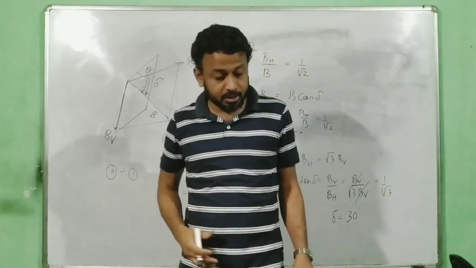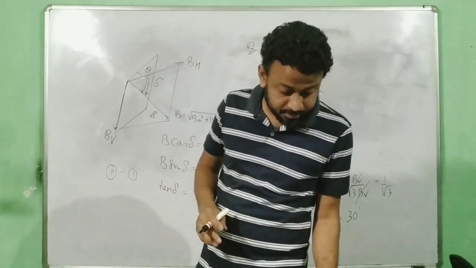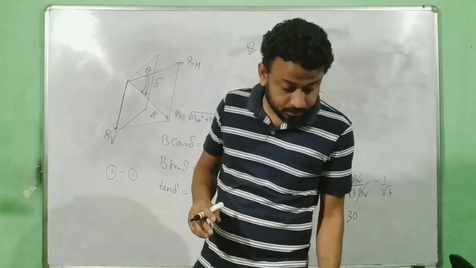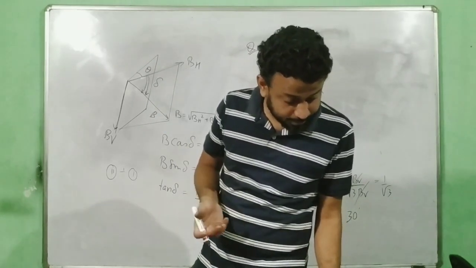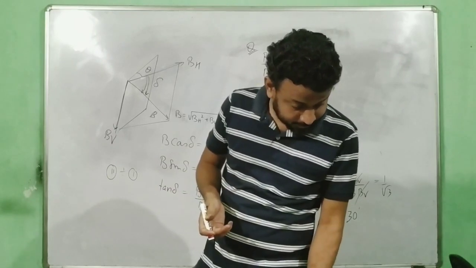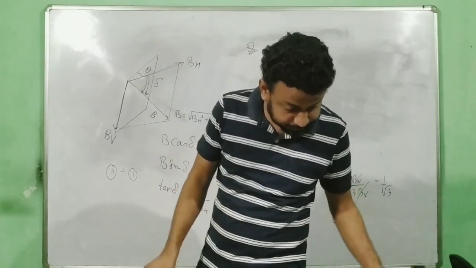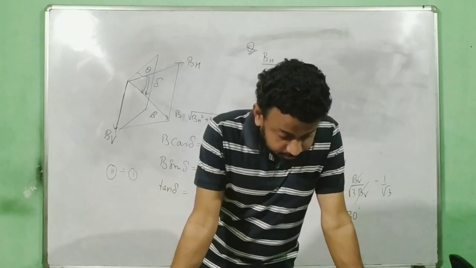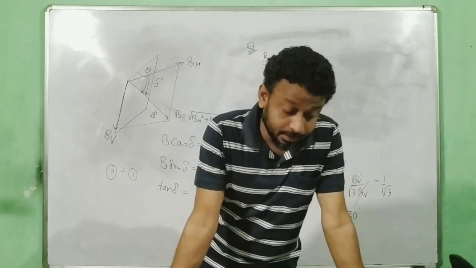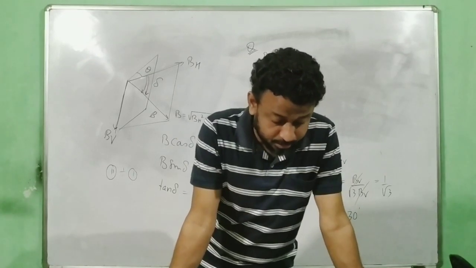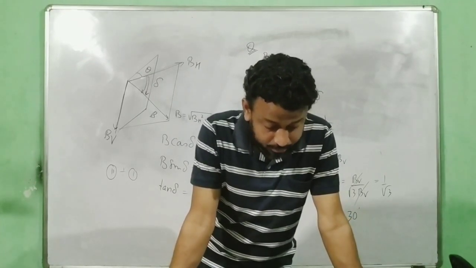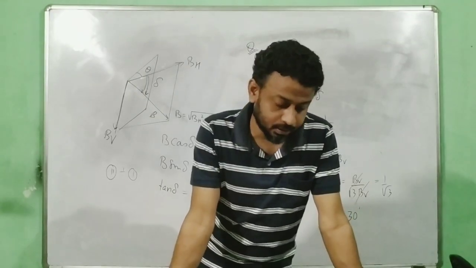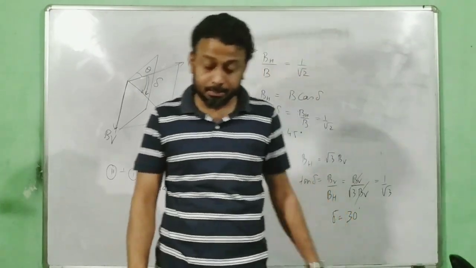Before I conclude the class, there are two things which are very important, and these are also board questions which they ask very often. The question is like this. Give the magnitude of Earth's horizontal magnetic field component and the angle of dip at the magnetic pole of the Earth. Magnetic dip at the magnetic pole.